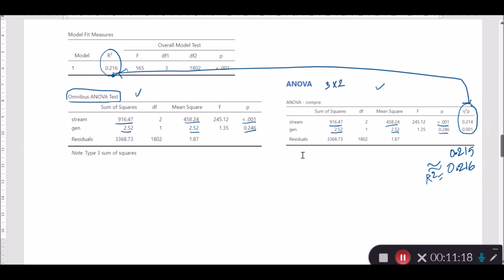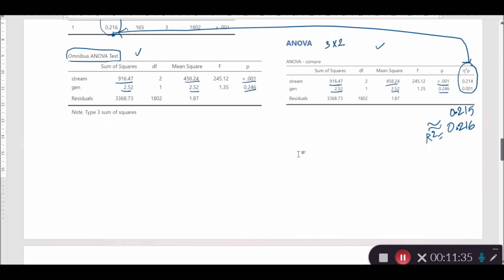This is evidence that when we are running a regression analysis, if our variables are categorical, we're actually doing an ANOVA. Or you can put it the other way around and say when you are running a factorial ANOVA, in fact, we're doing a regression analysis.